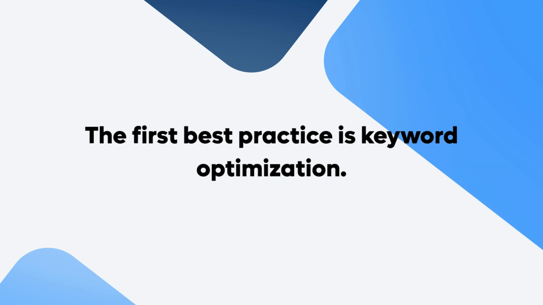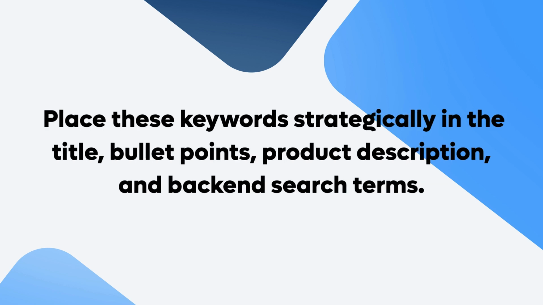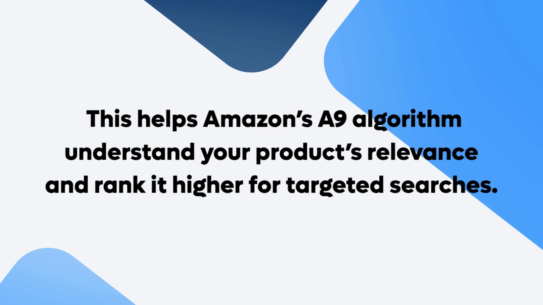on Amazon. The first best practice is keyword optimization. Use tools like Helium 10 to identify high traffic and low competition keywords related to your product. Place these keywords strategically in the title, bullet points, product description, and backend search terms. This helps Amazon's A9 algorithm understand your product's relevance and rank it higher for targeted searches.